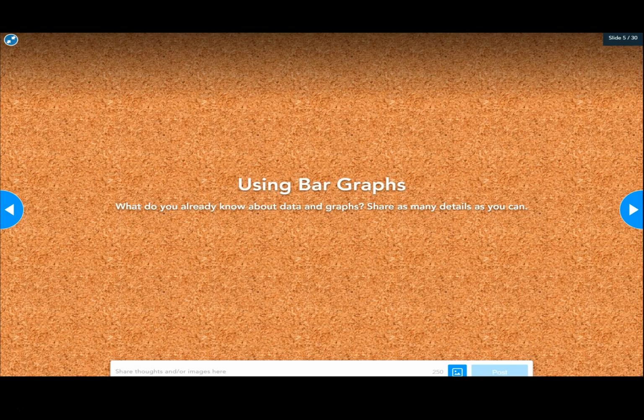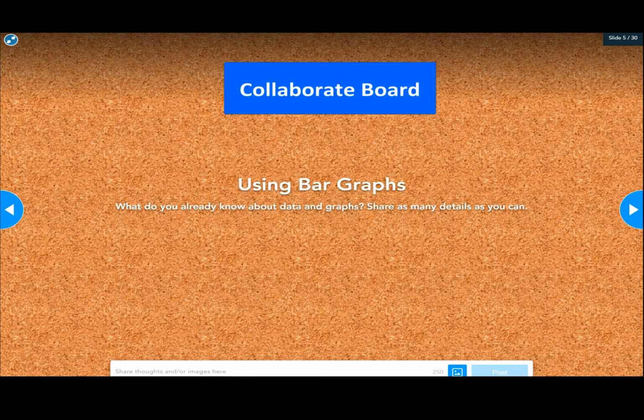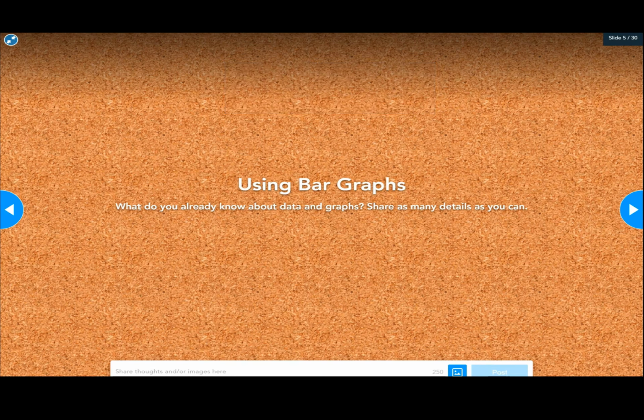In Nearpod, there are several interactive features for students. This is called a Collaborate board. A Collaborate board allows students to be able to type their ideas and post them on a virtual bulletin board. We recommend that you model how to complete each activity with students. This question says, what do you already know about data and graphs? And share details.